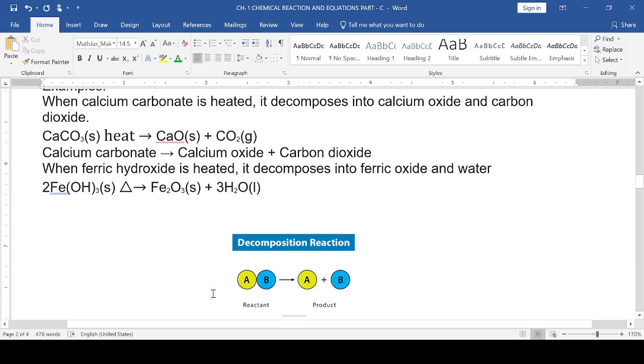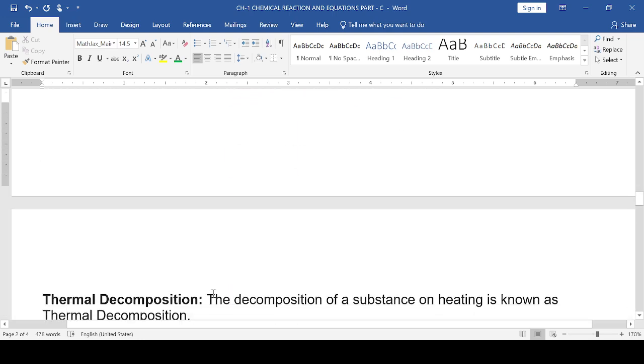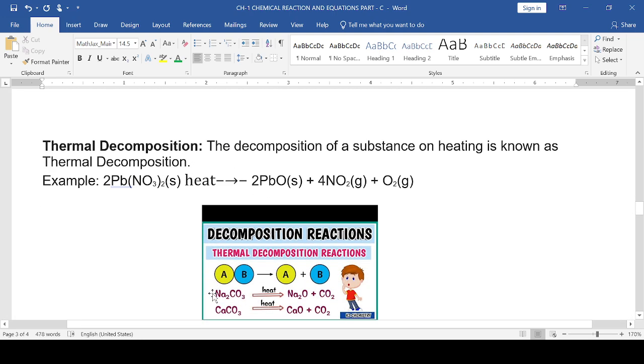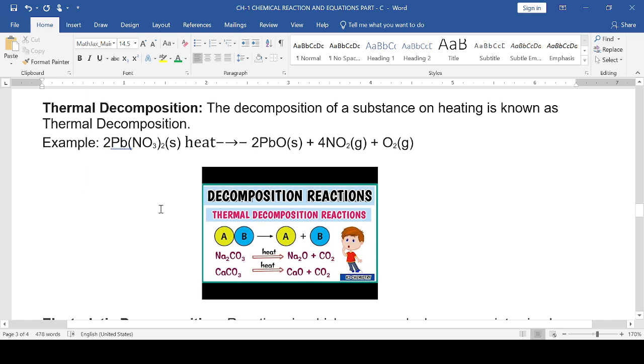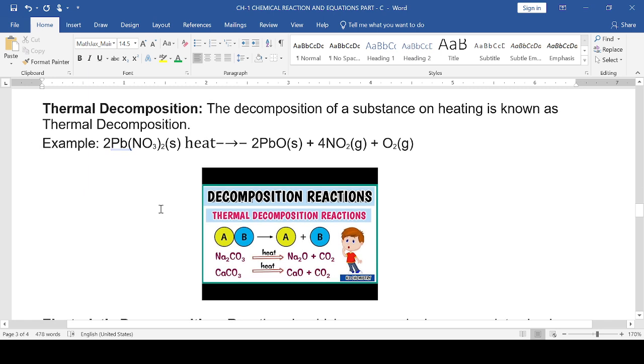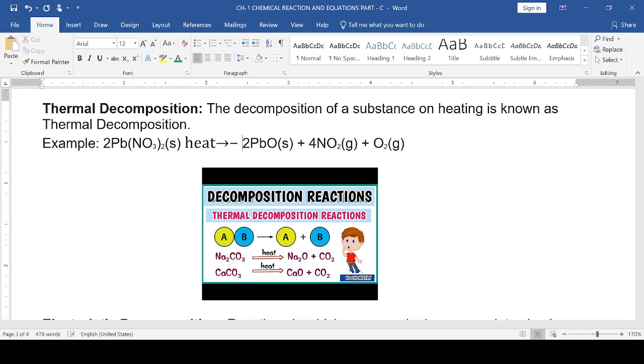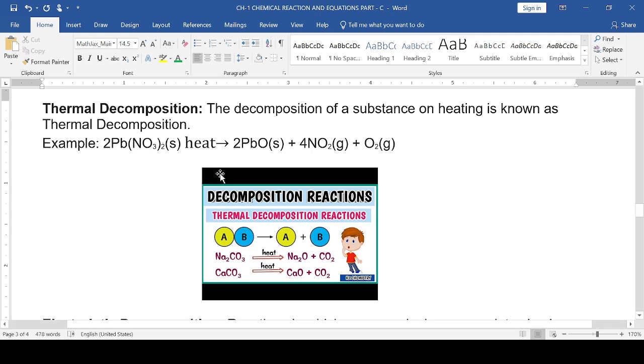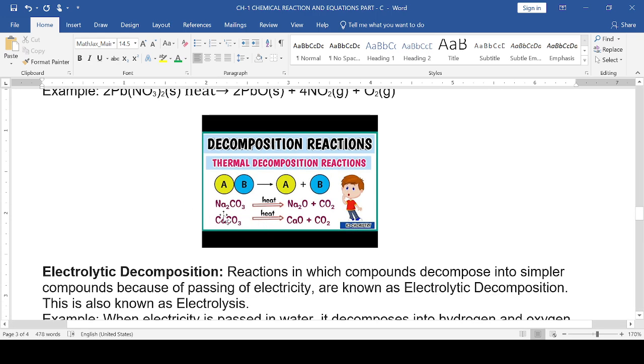In decomposition reactions, students, we have different types. That is thermal decomposition. Thermal means heat. The decomposition of a substance on heating is known as thermal decomposition. Pb(NO3)2, which is a solid: you are heating it. When you heat it, you get 2PbO, which is a solid, 4NO2, which is a gas, and O2, which is a gas. Other examples are given so that you can remember easily.